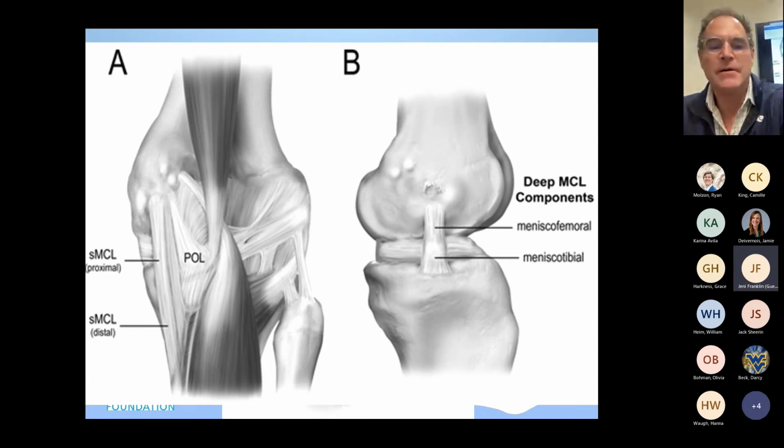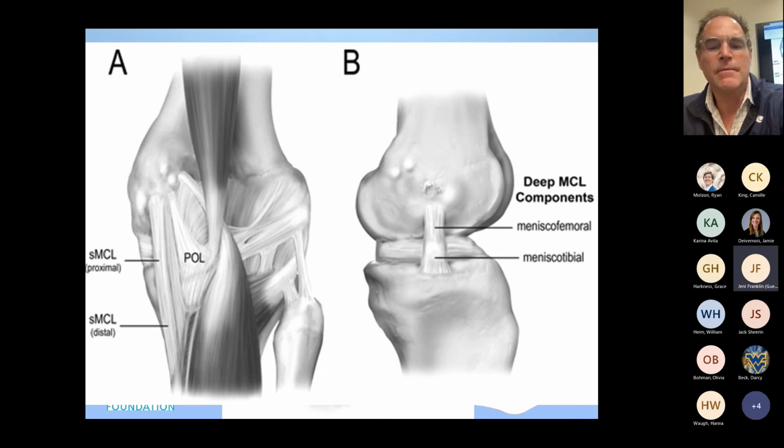The deep MCL components are really just meniscofemoral and meniscotibial components, and so this really gives the majority of the stability to the medial side of the knee, the deep MCL. You can tear your superficial MCL and you have some instability, some laxity, but until you tear your deep MCL, you're really not going to get that gross laxity.